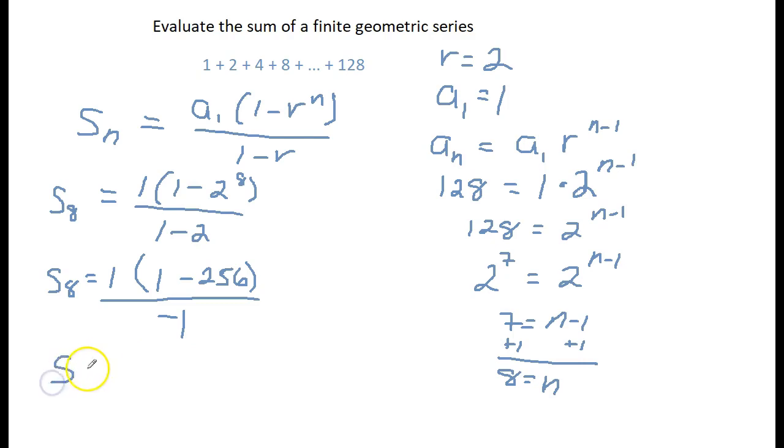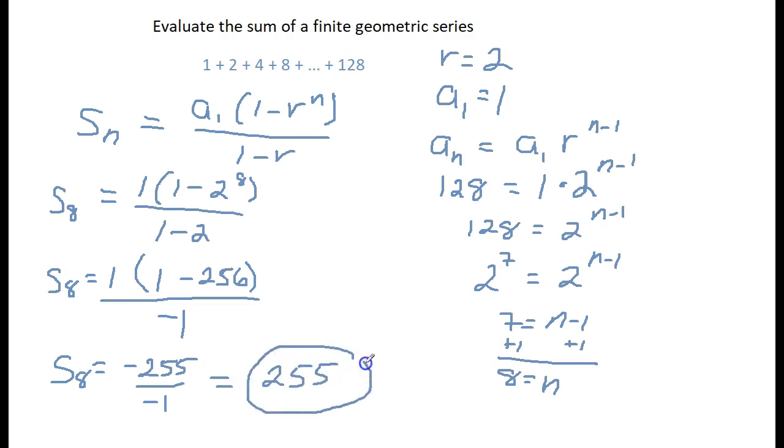So S sub 8 equals, and 1 times anything is itself, so negative 255 over negative 1, which gives us 255. So 255 is the sum of those first 8 numbers in our finite geometric series.